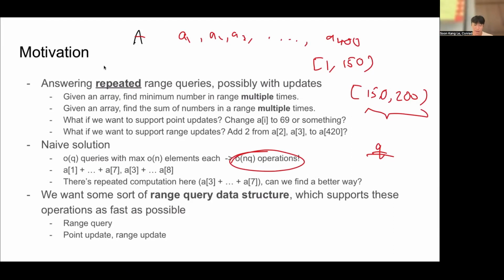One of the things that allows us to slowly come up with better data structures to answer such queries is the observation that there's repeated computation. Let's say I want the sum from 1 to 7, then the sum from 3 to 8. There's repeated computation of the elements 3, 4, 5, 6, 7. Whenever you see repeated computation, it's a hint that there's some way to reuse previous results to find a better way to do this. So at this point, does everyone know the problem we're trying to solve?